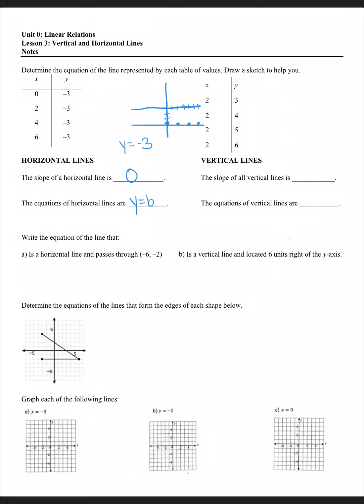Okay, let's look at a table of values now, where we're going to end up with a vertical line. So now we have a table, and our first coordinate is 2, 3. So 1, 2, 1, 2, 3. And then our next coordinate is 2, 4, 2, 5, and 2, 6. So again, I'm just going to connect those dots.